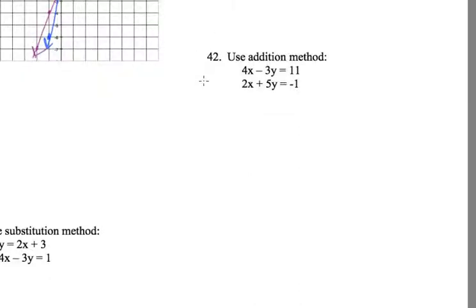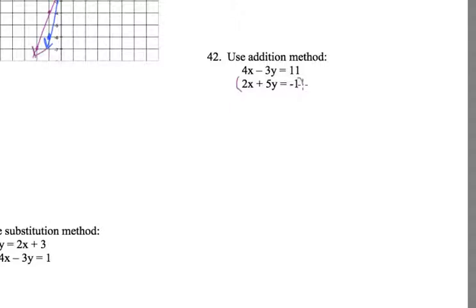My goal in addition method is still to find the x and the y that make both equations true. What I want to do in addition method is try to make it so that one of my variables has the same coefficient, opposite signs, so that when I add the equations together, that variable eliminates. So there's a couple of options here for me.